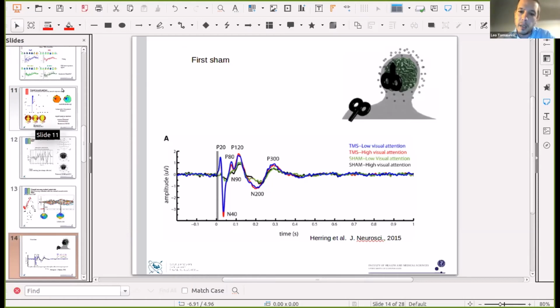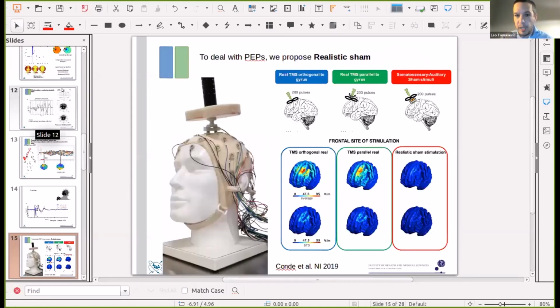This sham was done by stimulating the shoulder of the participant and then comparing the effects of that stimulation with the real stimulation on the cortex, and there were some components that were overlapping. We then did a more realistic sham, where we delivered the pulse over the head, but far from the head, so the intensity was much lower compared to the real stimulation. It's not really low intensity, it's because the distance was much higher.